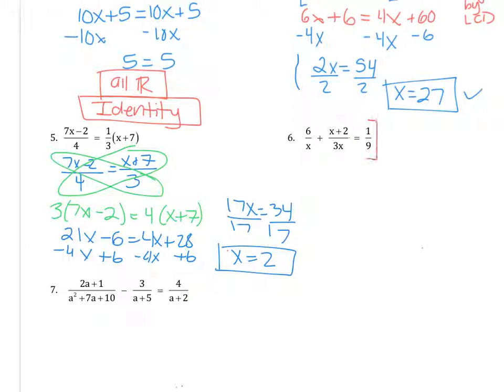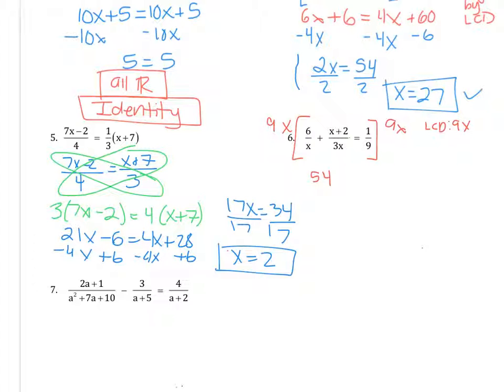Okay, for question 6, because there's more than one fraction on each side of the equal sign, I'm going to multiply through by the least common denominator again. This time the least common denominator is going to be 9 and x. 9 because 3 and 9 both go into it, and we also have an x in there. So for the first term, the x's cancel. 9 times 6 is 54.